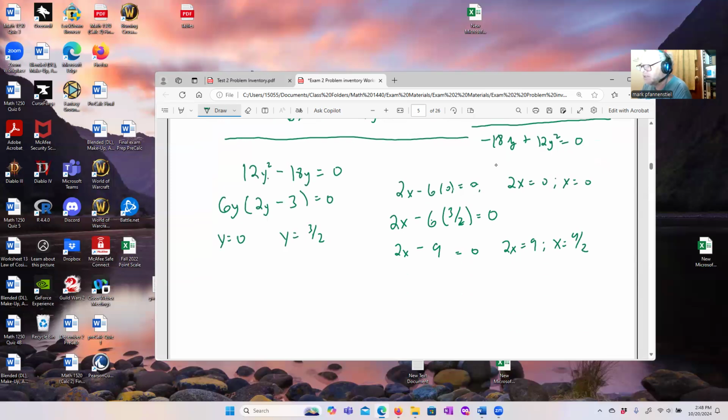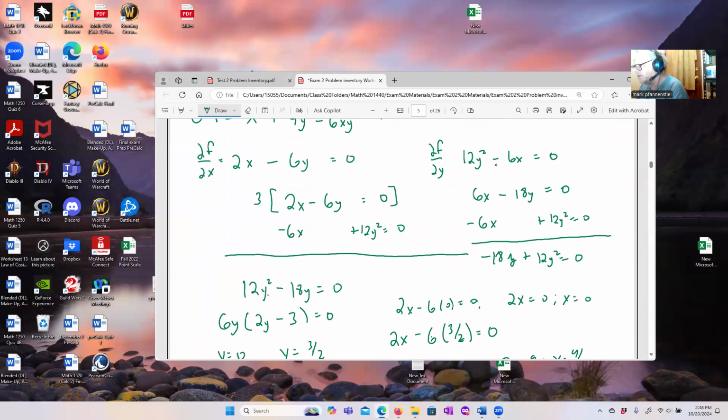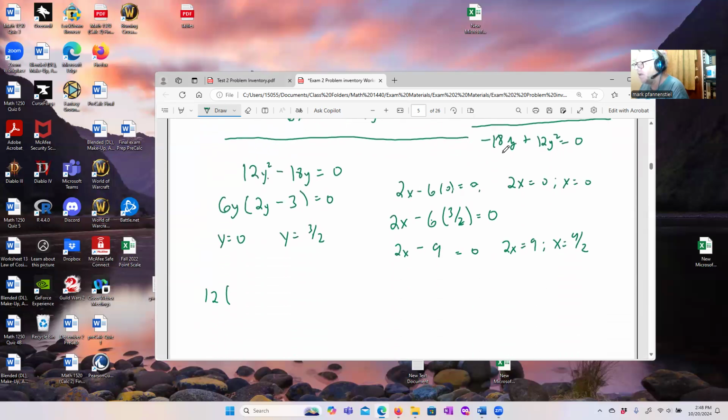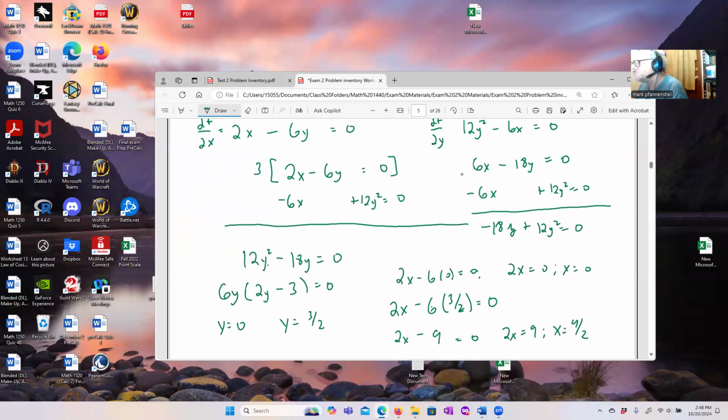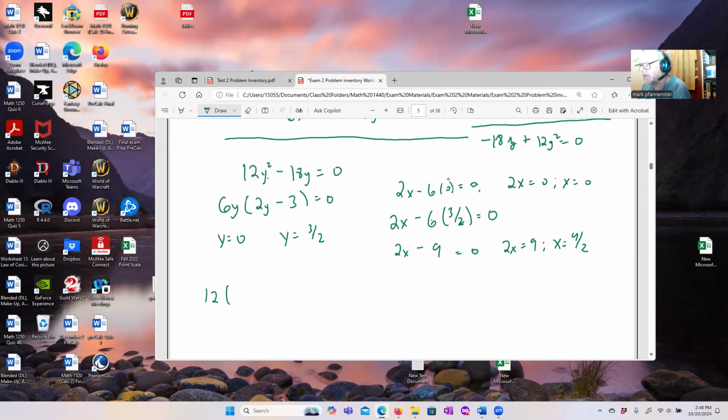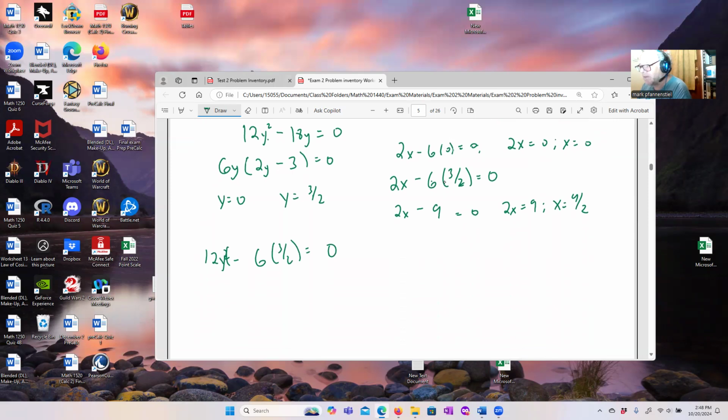You don't have to do this, but I like to do it just because what if I made a mistake on one of them? I want to double check to make sure that we're not going anywhere. Let's see, I think we had x equal to 3 halves. We have 12y squared minus 6 times 3 halves equals 0. So we'll say this is 12y squared minus 9 equals 0. I'm double checking to make sure that what I have over here is still working out over there.